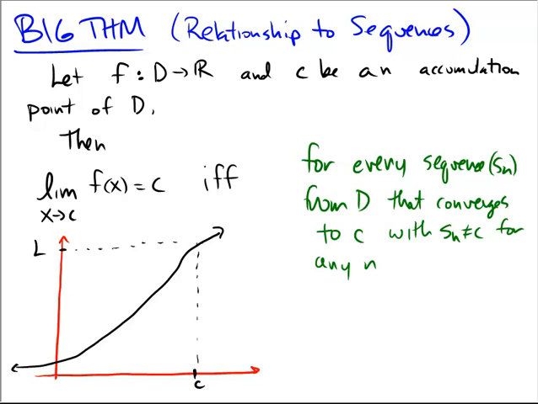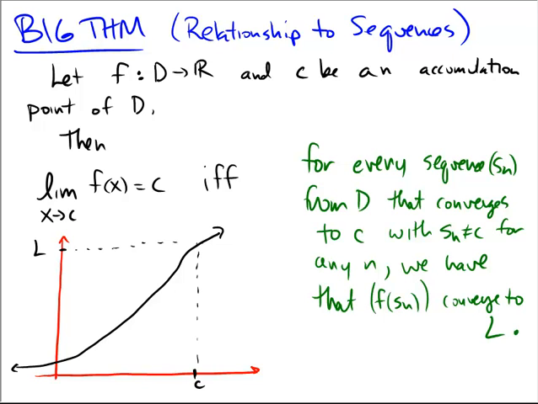then we have that the sequence f of Sn. So if we take the functional value of every term of the sequence, then this sequence is going to converge to L. Okay, so that's a mouthful, right? Really difficult to remember, I'd imagine, on an exam or something like that. So let's look at our picture over here and try to understand what it's actually saying.